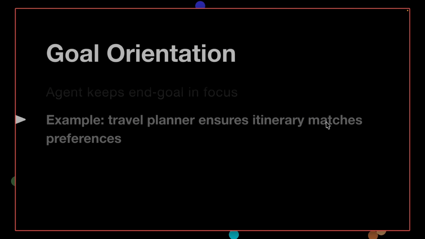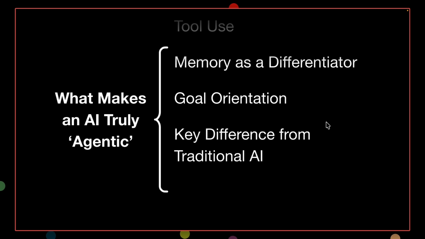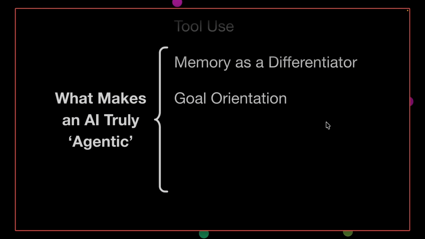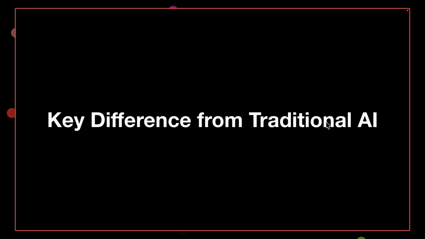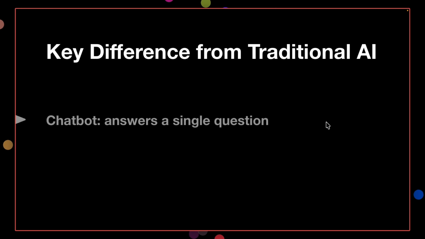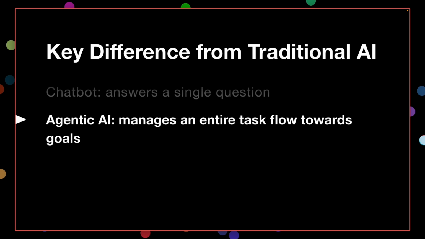Overall, one of the key differences from the traditional AI system is this: a chatbot, as an example of traditional AI, can answer one question at a time. But an agent can manage the entire flow of tasks, from start to finish, all while keeping our goal in focus. That's the key differentiator from traditional AI.